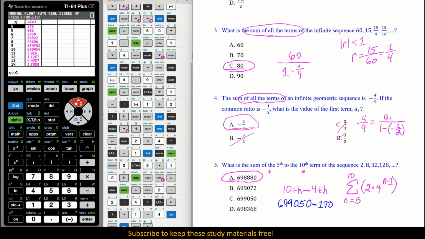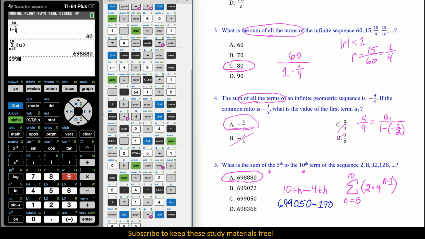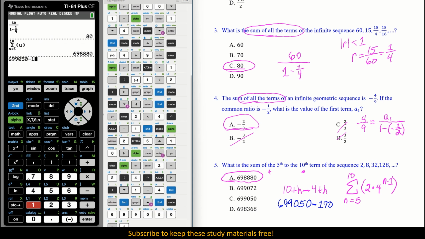Okay, let's just pop that in the calculator. So second mode, and let's see, 699,050 minus 170. Double check I have it entered correctly and push enter, and we should have the same value. And yes, we do. So that is 2 ways to sum up values that, let's say, are somewhere in the middle of your sequence.